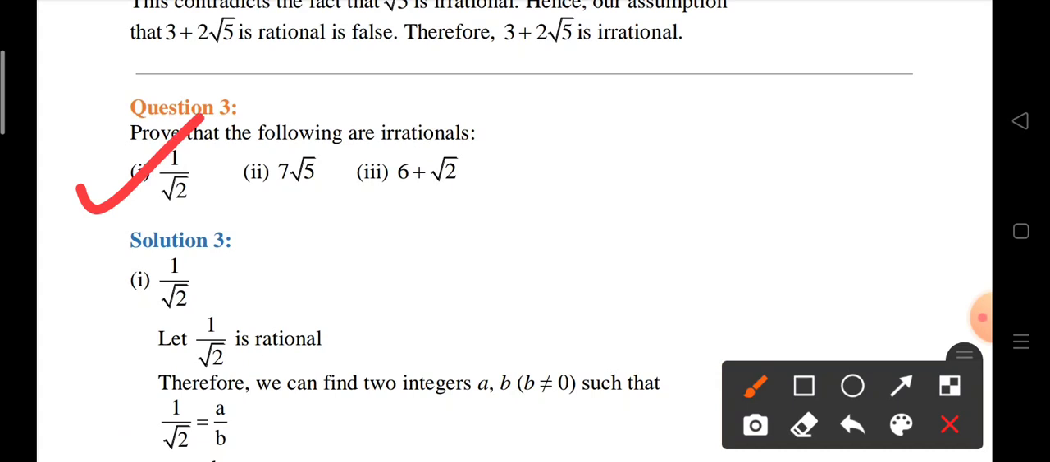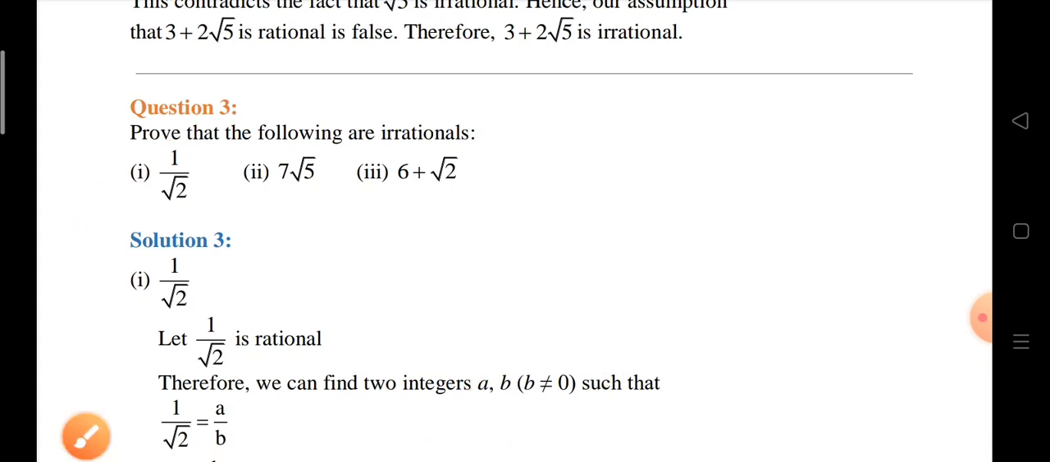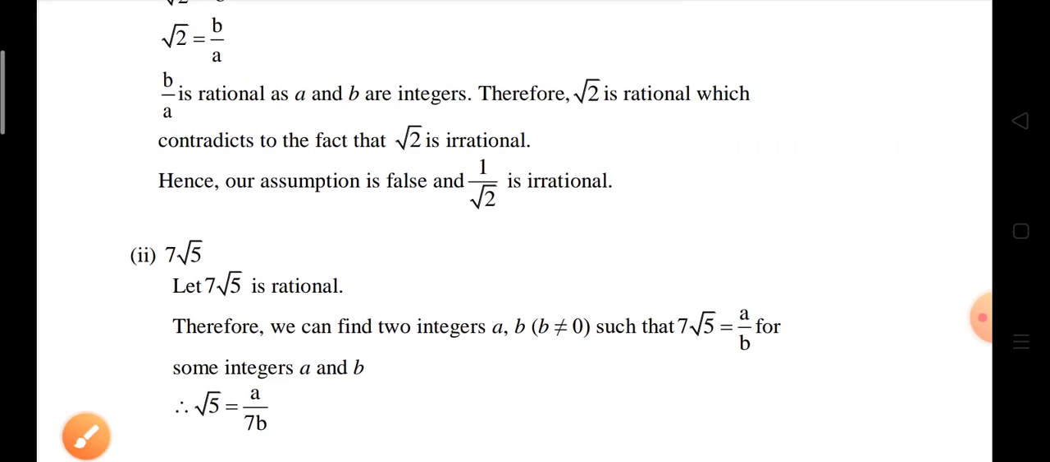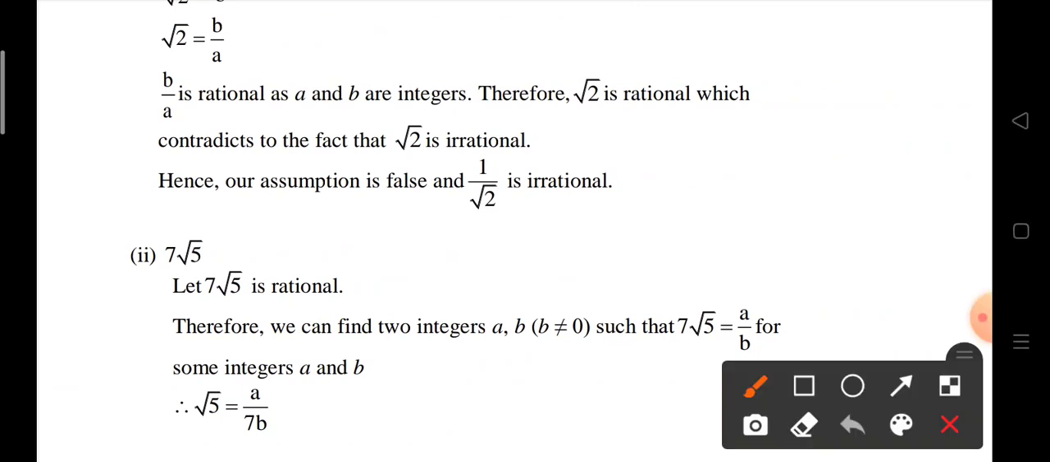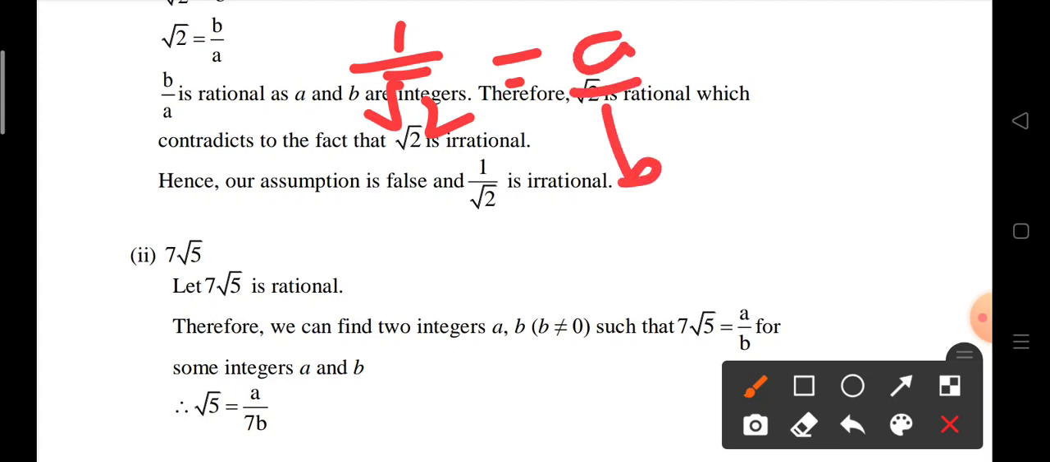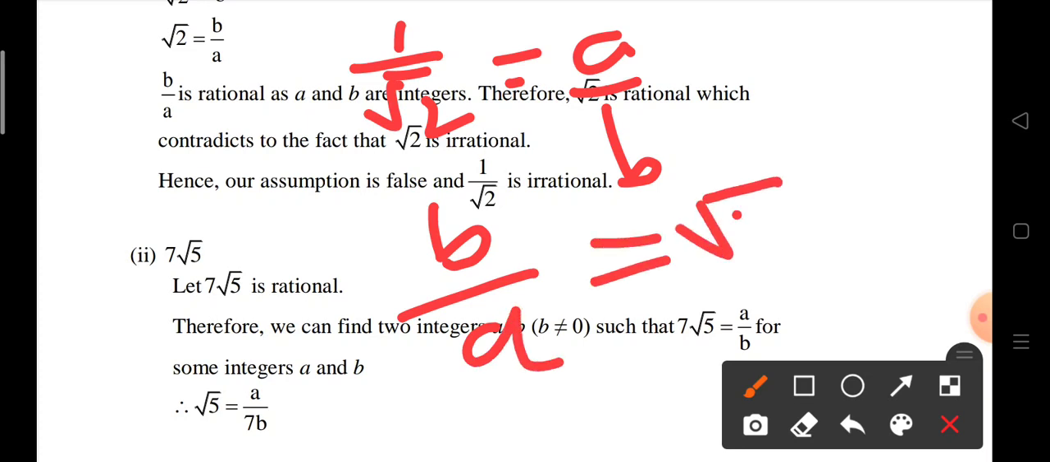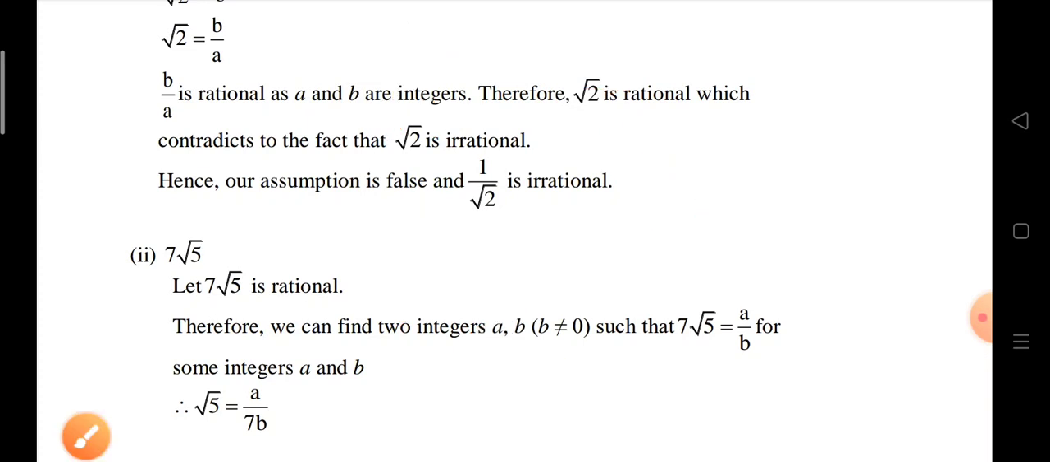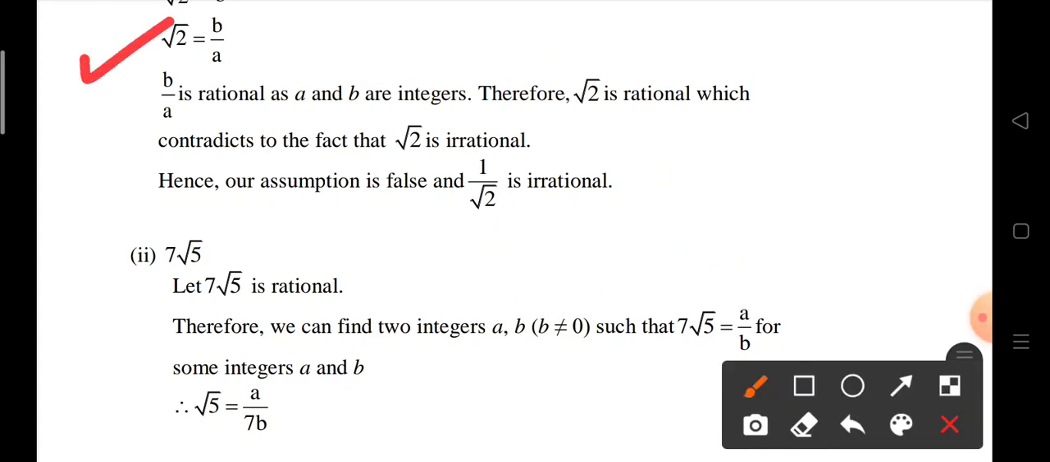First we take 1 upon root 2 as a rational number. So it is of the rational form a upon b, where b is not equal to 0 and a and b are integers. So we write 1 upon root 2 is equal to a upon b. Taking the reciprocal on both sides, we can say that b upon a is equal to root 2. That is written over here in the first step.